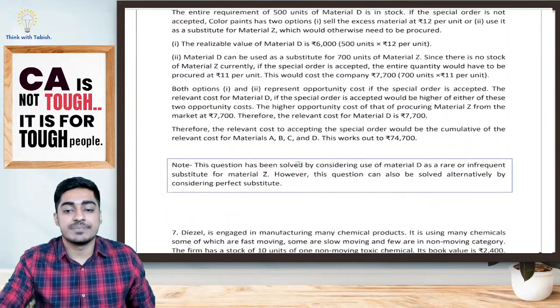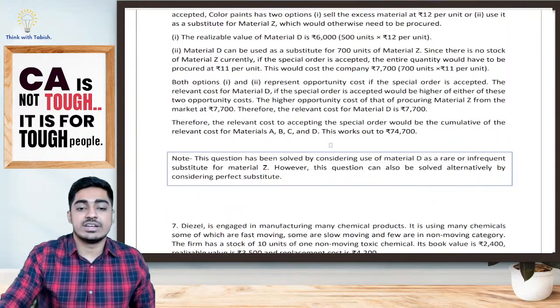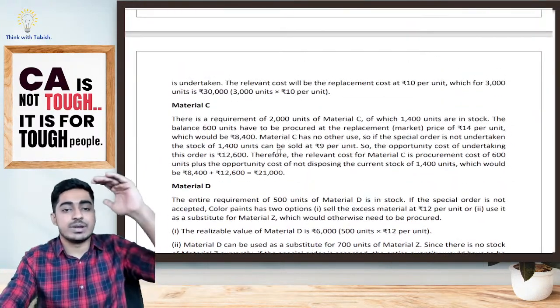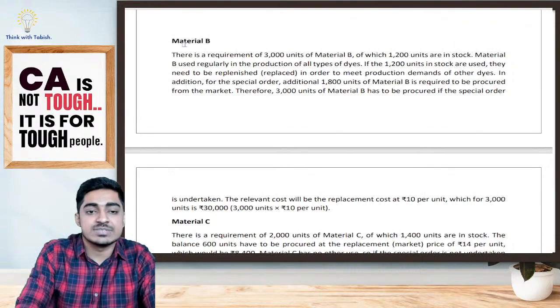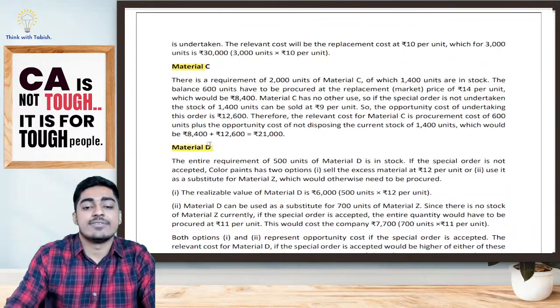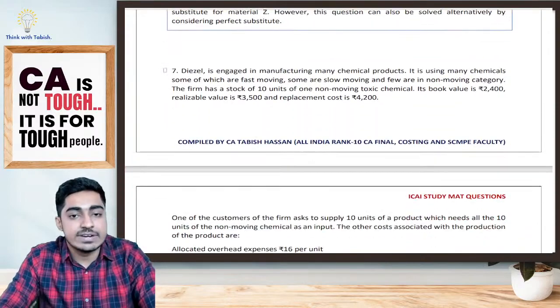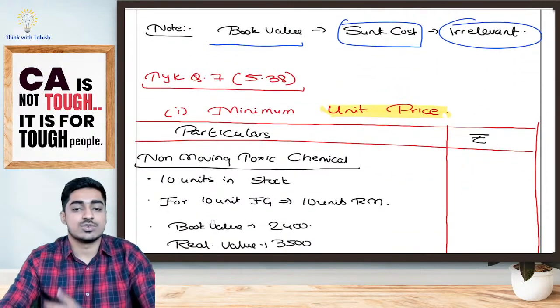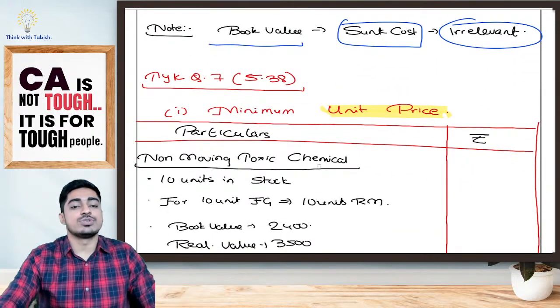Let's look at the answer. Altogether, it is 74,700. Okay, everything individually they are telling. For raw material A, what is the relevant cost? The entire explanation is given. A, B, C, D. Complete paragraph is given. They've added everything. They've told the total relevant cost. Is it clear, students? Should we move to the next question? Okay, let's move to the next question.